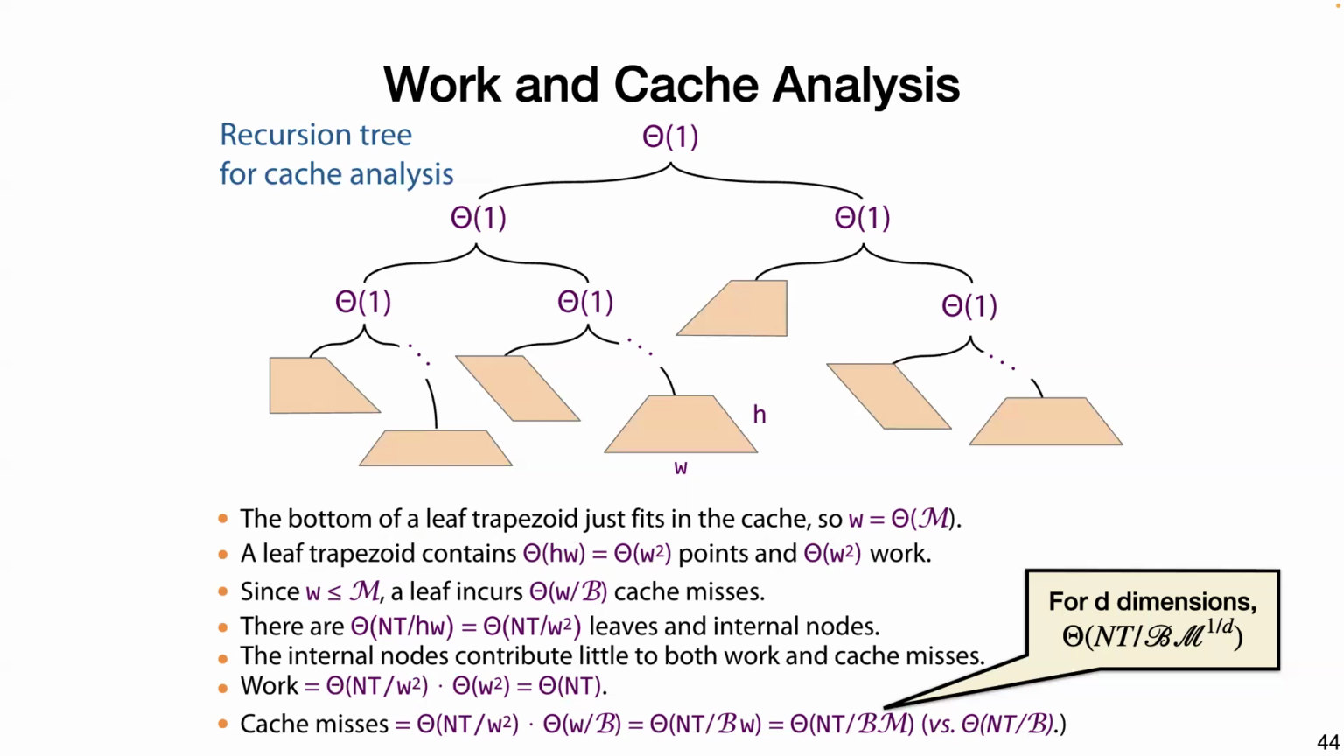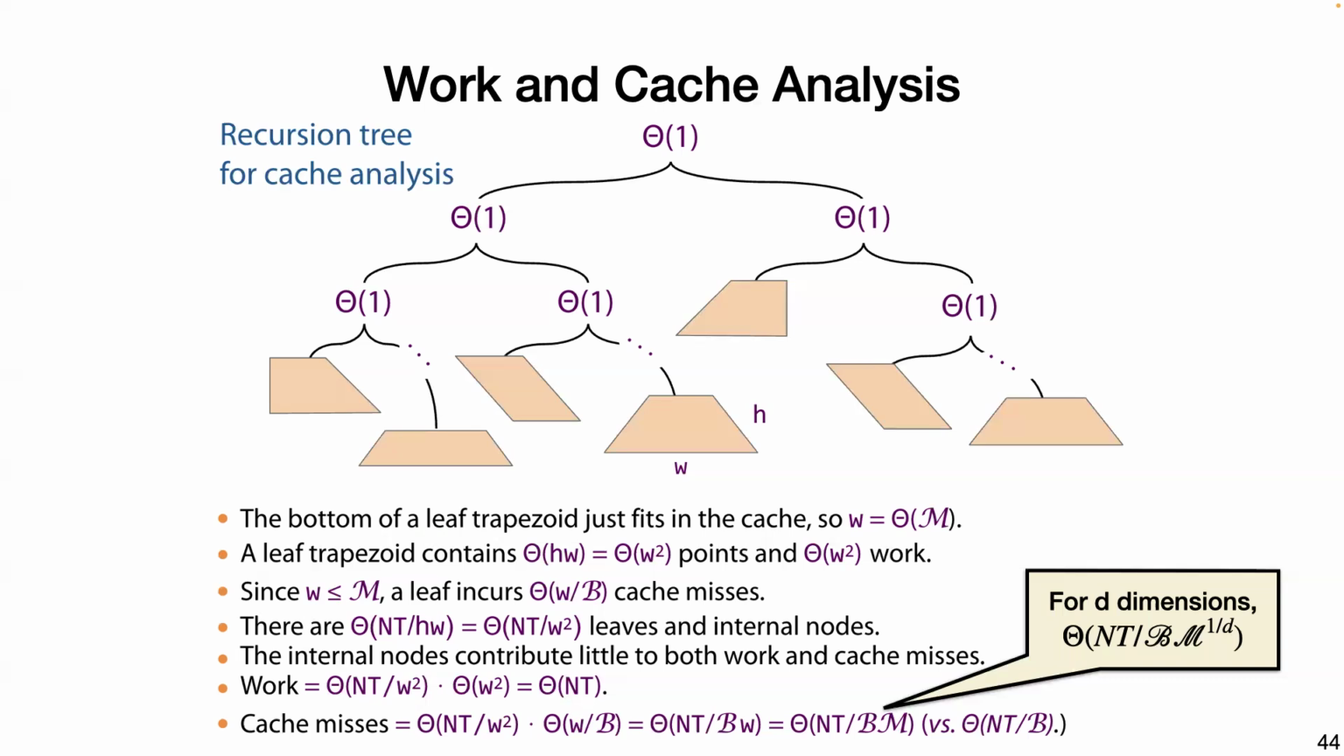Since only the leaves really contribute much to the overall thing, why are you multiplying the total leaves and internal nodes by w squared? This is theta nt over w squared, the number of leaves and internal nodes, and the number of internal nodes is asymptotically small compared to the leaves. Yeah, because you're doing binary splitting.